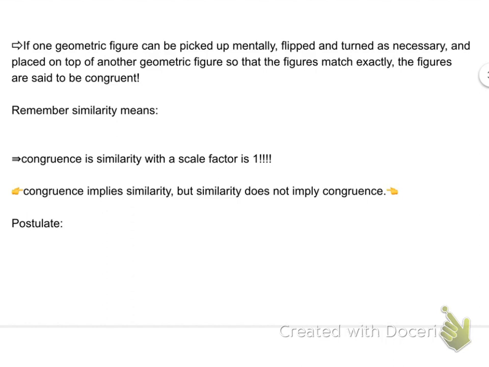So, this may be a little better way of saying congruency. I kind of hinted at this already. If I can pick something up, whether mentally or physically, I can flip it, turn it as necessary, I can put it back on top of some other figure, and they should match up completely. Angle for angle, side for side. If that is true, they are said to be the same thing. In math, we say they are congruent.